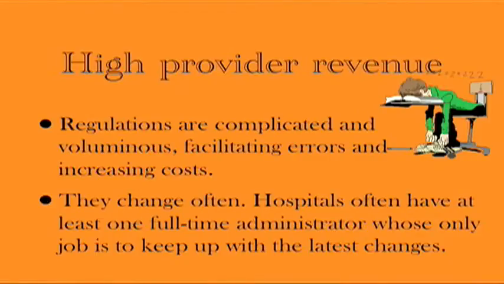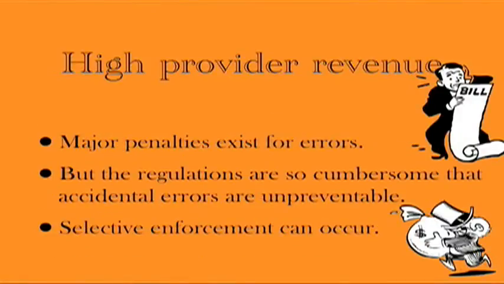High provider revenue. Regulations are complicated and voluminous, facilitating errors and increasing costs. These regulations change often. Hospitals often have at least one full-time administrator whose only job is to keep up with the latest changes and let other people in the hospital know how to react to those changes. Major penalties exist for errors, but the regulations are so cumbersome and perhaps contradictory of each other that accidental errors are unpreventable. Selective enforcement can occur.